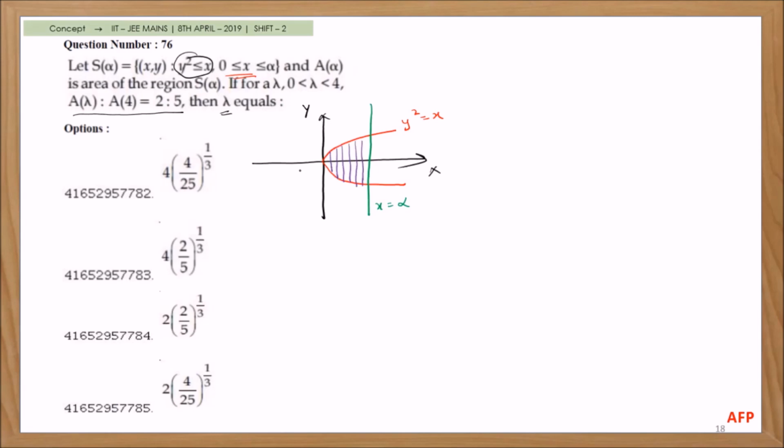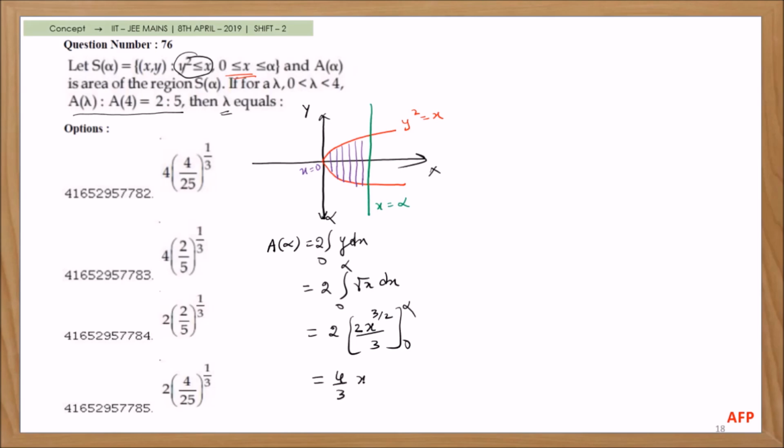So here x equals 0 is there, so we start finding. A of alpha is equal to the integral from 0 to alpha of y dx, which is 2 times. So this implies 2 times the integral from 0 to alpha of square root of x dx. This you can write as 2 times 2x raised to 3 by 2 over 3, evaluated from 0 to alpha. So we get 4 by 3 alpha raised to 3 by 2. So this is what we have for A of alpha.